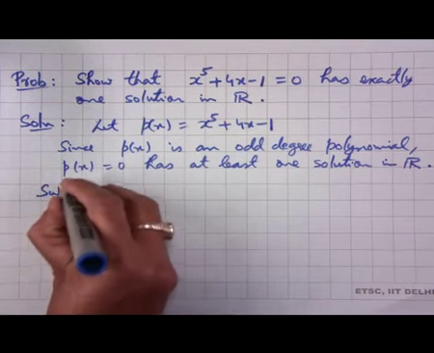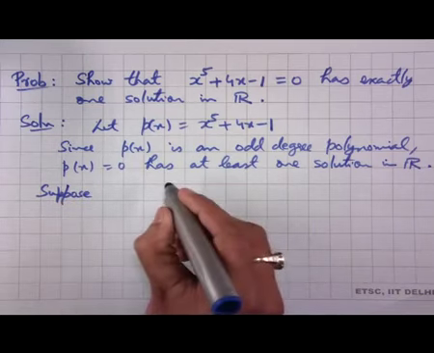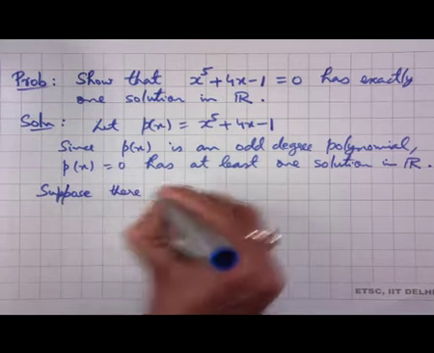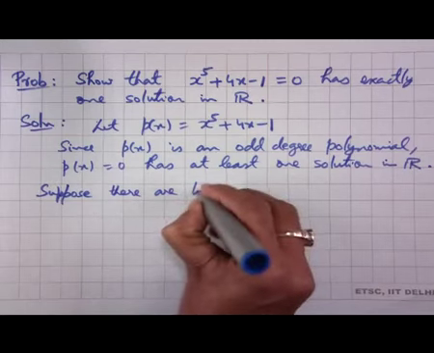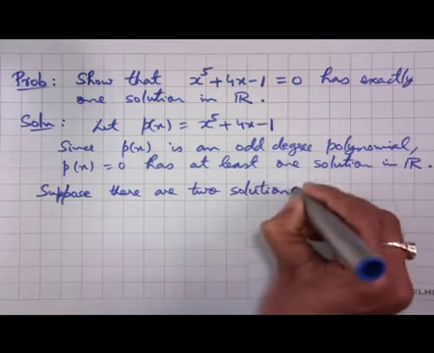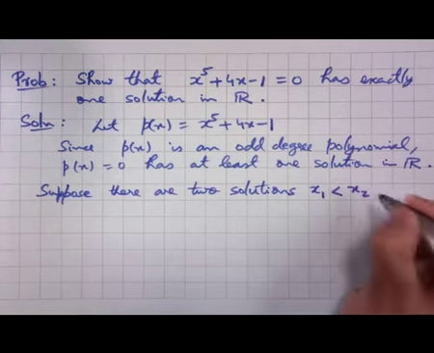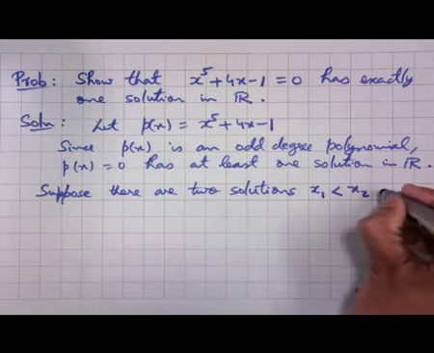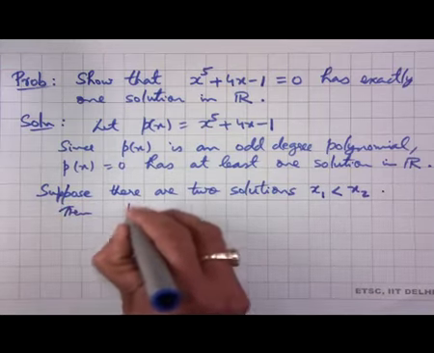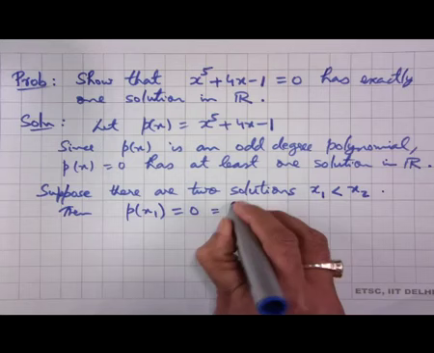So, suppose there are two solutions, x 1 less than x 2, then what we have is P of x 1 is equal to 0 and P of x 2 is also 0.